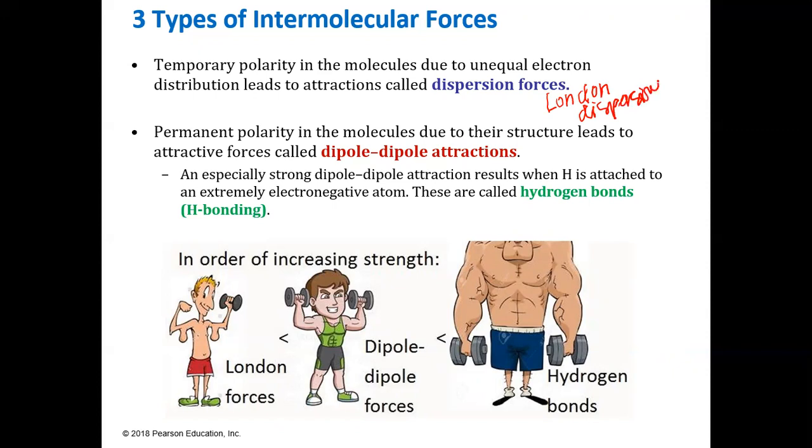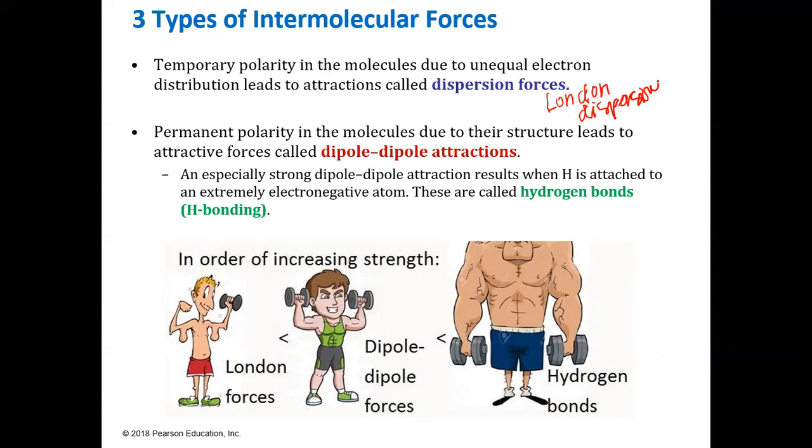All molecules have dispersion forces, okay? It's the temporary polarity in a molecule due to uneven electron distribution. So it's where your electron density kind of shifts to make a temporary dipole. So all molecules will do this. So dispersion forces are the weakest forces. And I used this bodybuilding image to kind of help you remember.